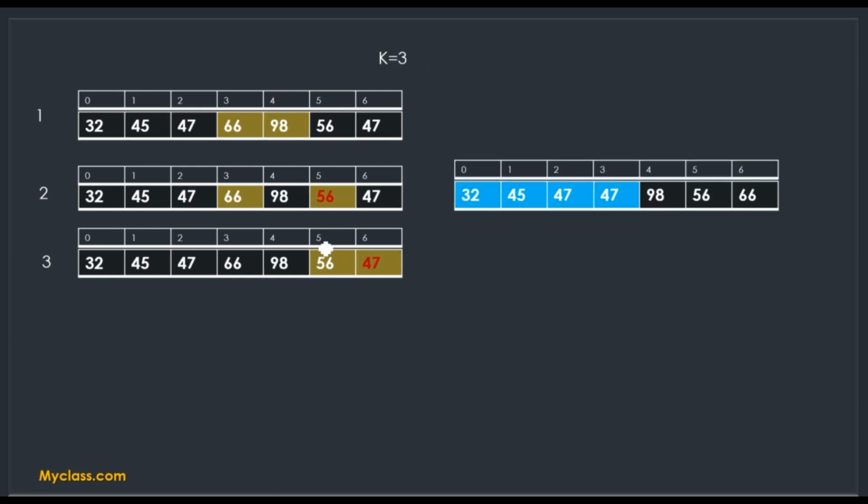When K equal to 3, we start comparing 66 and 98. 66 is the smallest value, so we are not changing the min value. Then 66 and 56. So 56 is the smallest value, and min is changed to 5. And we are checking 56 and 47. Now we got the new min as 6. So we are swapping A of 3 and A of 6. We changed 66 to here and 47 to here. Okay, now we got this. So this is our sorted part and this is our unsorted part after K equal to 3.